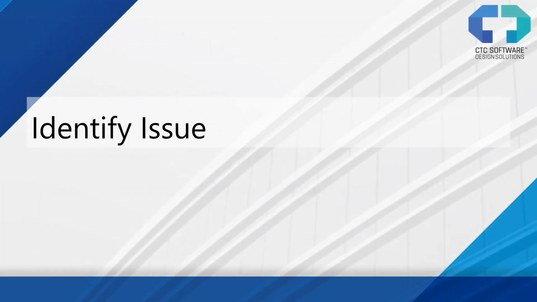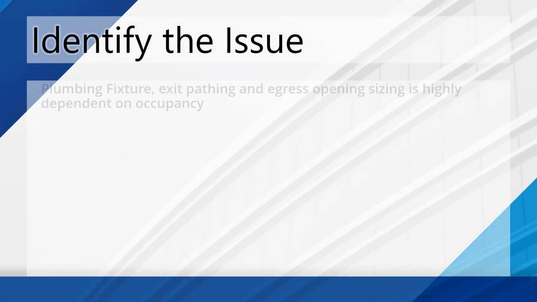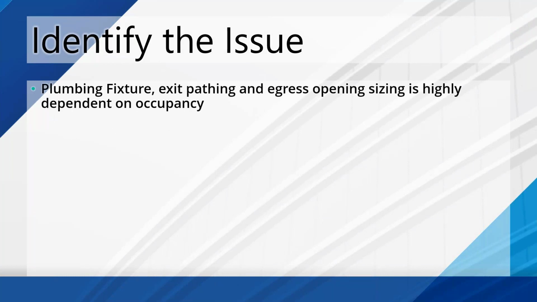First off, let's identify this particular issue. What's going on here? I'm going to talk today about plumbing fixture calculations, a little bit about egress pathing, a little bit about general occupancy for the purpose of things like ASHRAE Table 62.1 calculations, you name it. A lot of these things are based on the occupancy in the building. Heck, we have a building so we can occupy it, right?